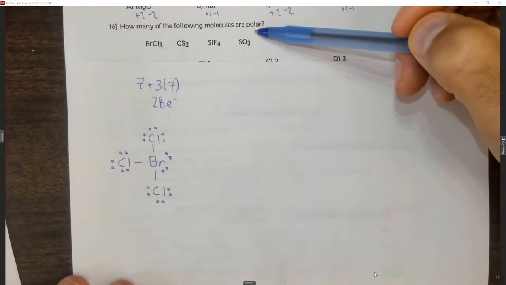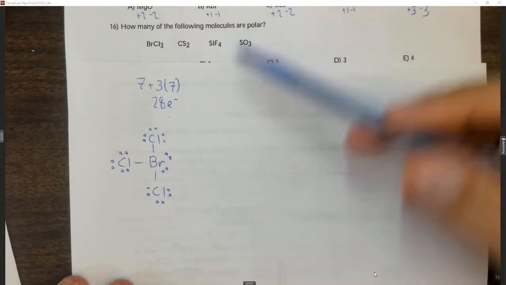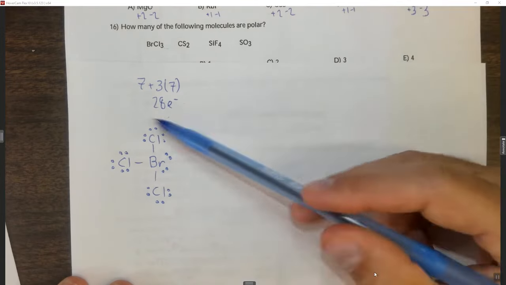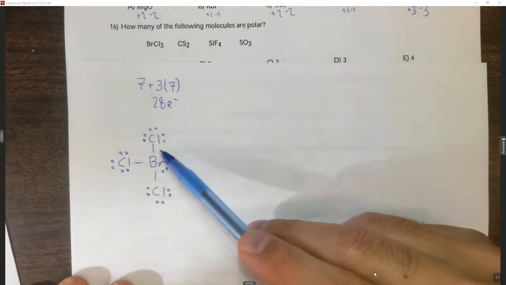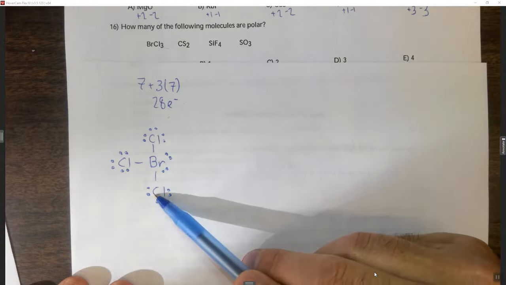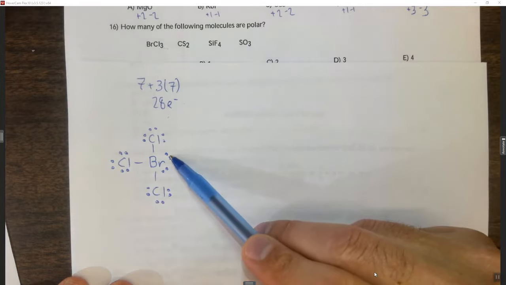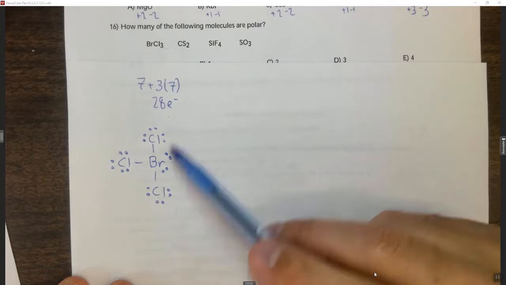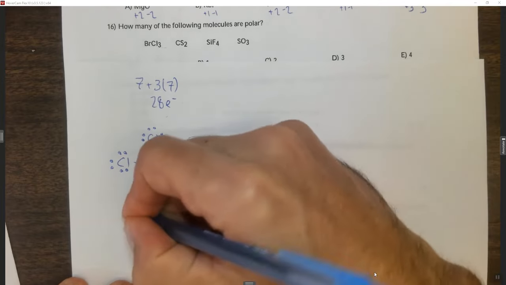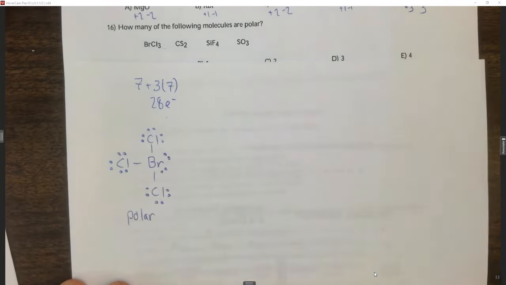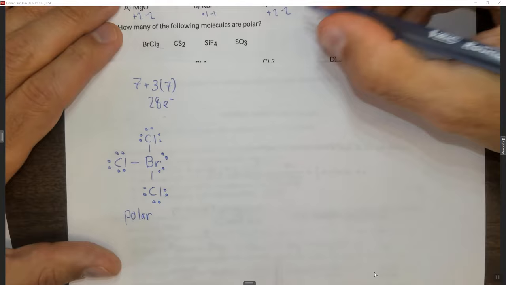Now I have to decide if it's polar or not. I want to look at bromine and decide, are all domains the same? Well, no, they're not. 3 domains are chlorine and 2 domains are lone pairs. So of its 5 domains, they're not all the same. That makes this polar. Let's look at the next one, CS2.